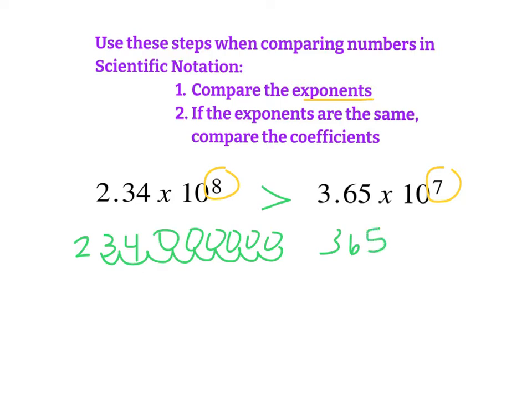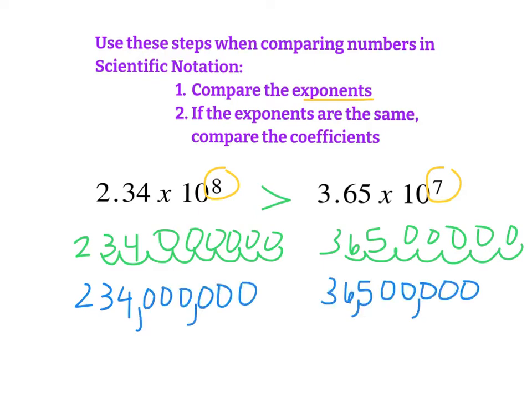And we can expand this. 1, 2, 3, 4, 5, 6, 7. And I'm going to rewrite that because that looks messy. So there you see 234 million is bigger than 36 million. So it wasn't necessary to expand it, but I just wanted to show you why looking at the exponents is a way to compare the numbers. The bigger the exponent, the bigger the number.